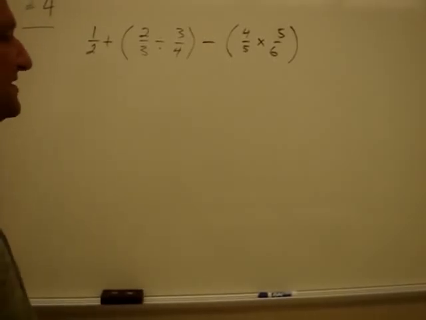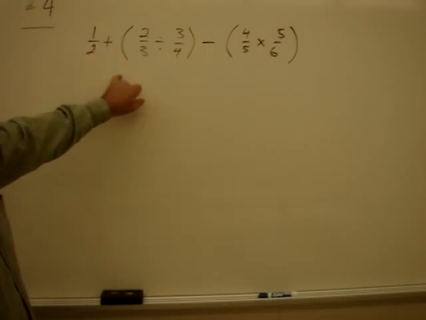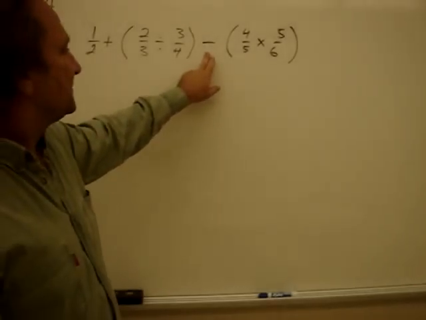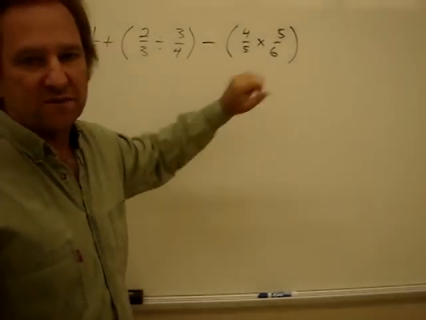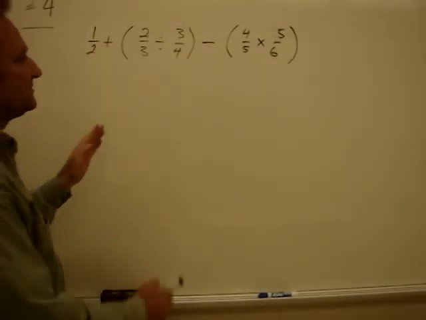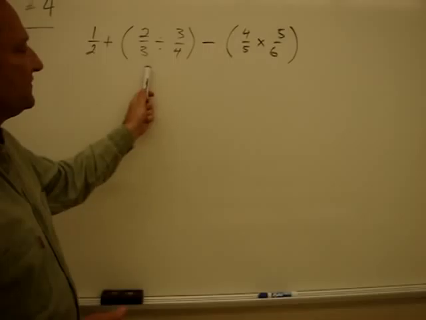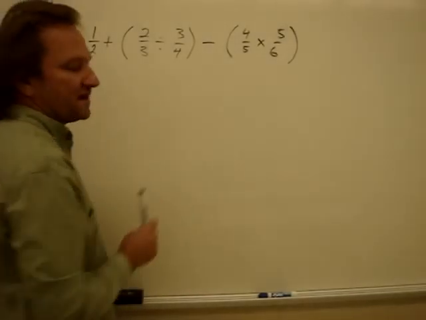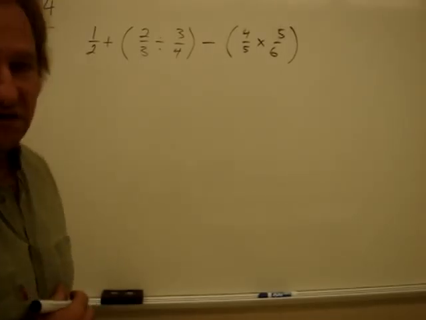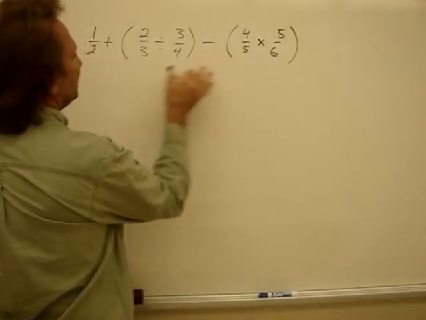Problem number 4 on the compass test practice involves fractions, the addition of fractions, the subtraction of fractions, division, and multiplication of fractions, and it also is dealing with some parentheses. Now, in terms of order of operations, we always handle what's inside the parentheses first. Then we handle division and multiplication before we handle addition and subtraction. So we need to work on these two elements first.